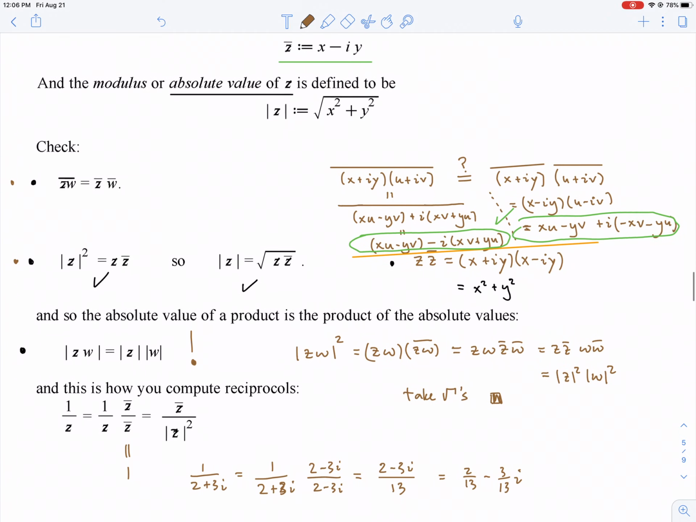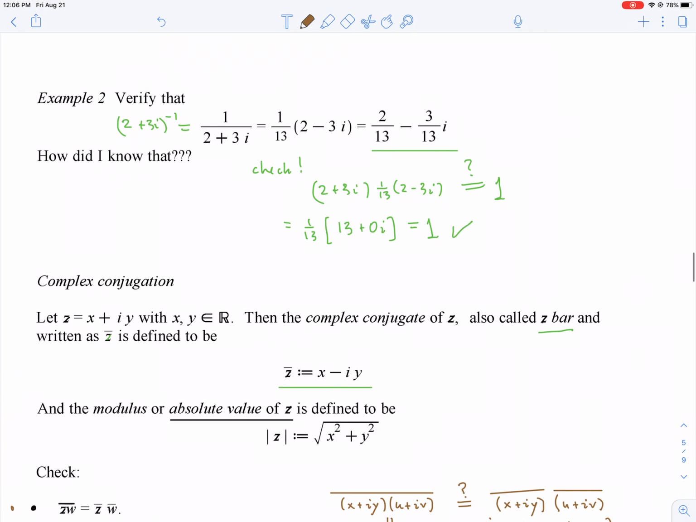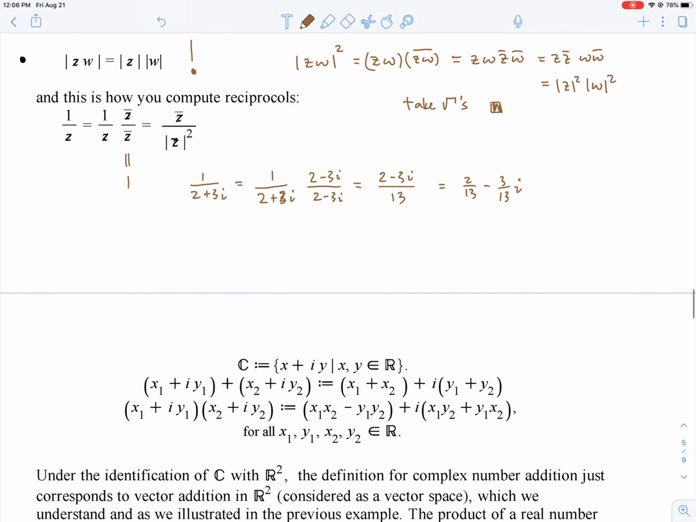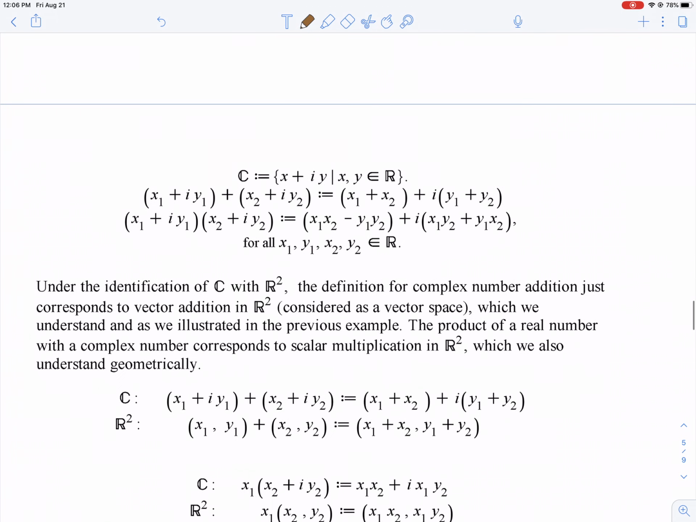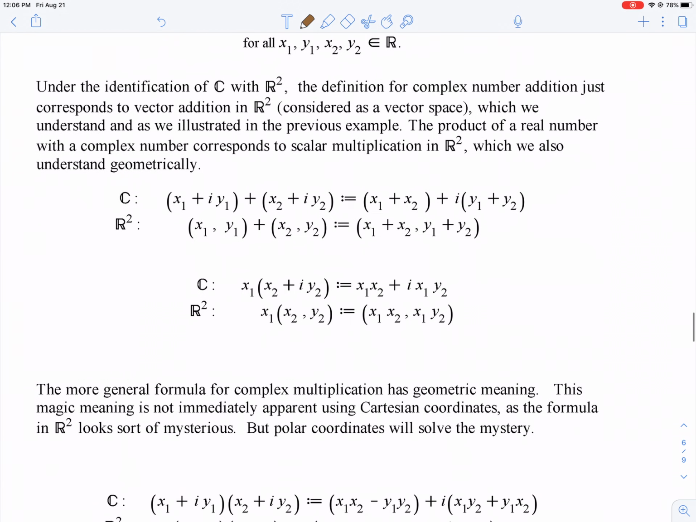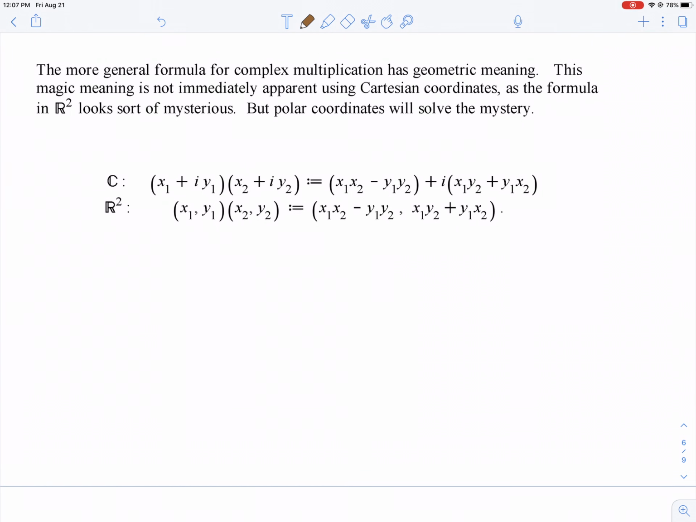Which is the formula that we were given. Okay, so as I've already said, complex number addition corresponds to vector addition in R2. Complex number multiplication looks kind of weird if you're just looking in R2. So the question would be what that point on the right has to do with the 2 points on the left.